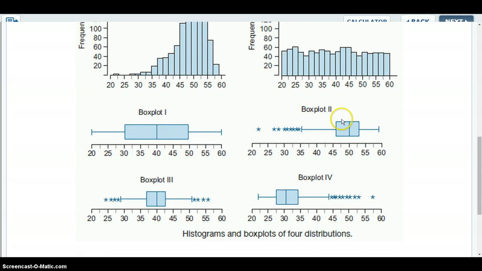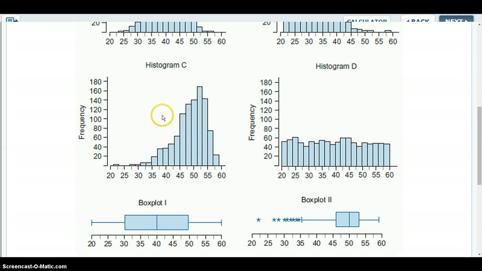And then similarly, here we have 75% of the data, 25, 25, 25. That's coming in around 40, looks like 46 and 59 or something, which is similar to what we find here in histogram C.